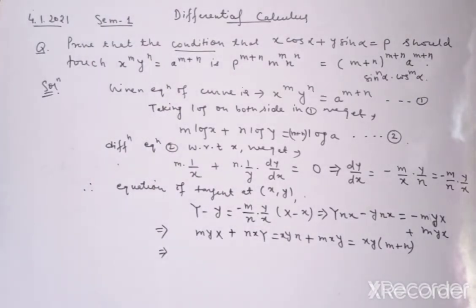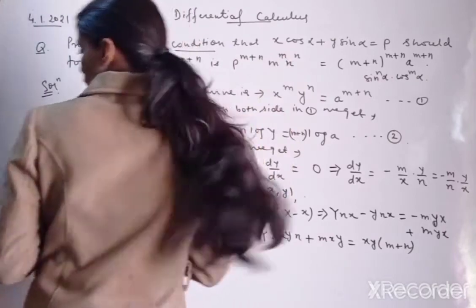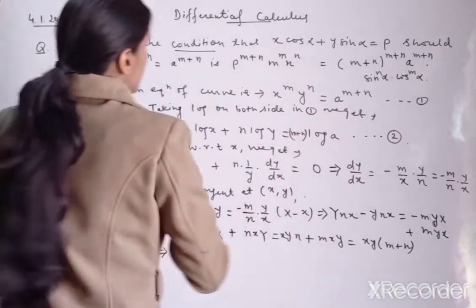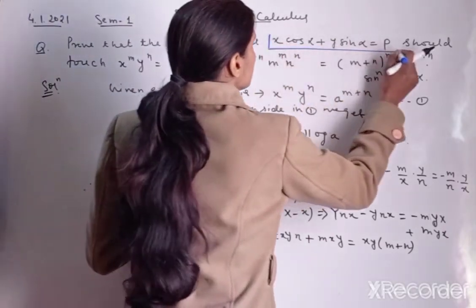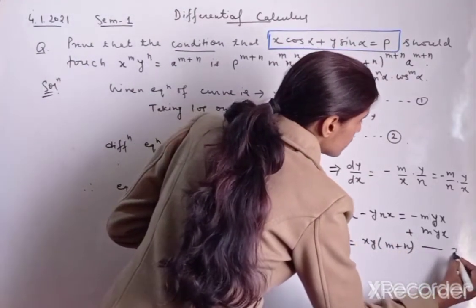After getting the equation of tangent, what is the condition we have? The condition we have been given is this much. This much condition is given. Okay, so put this as equation number 3.